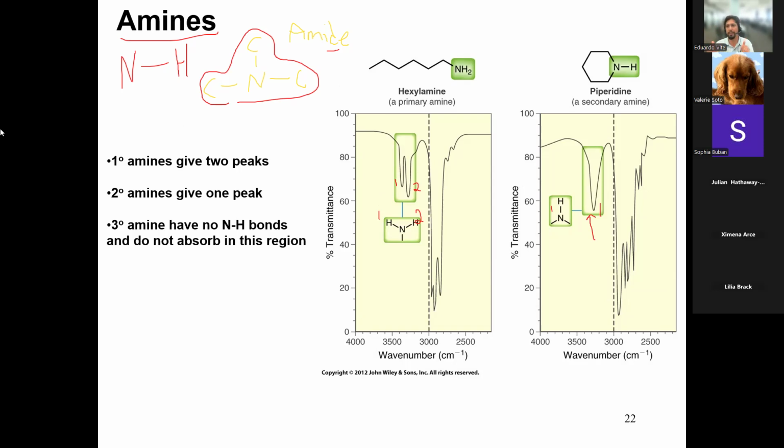All right. But these are also very iconic. This is very useful. You can't really miss it. And if you're suspecting you have an amine, you go to this region and you look for how many peaks you have for your amines. Okay? Any questions about amines? This is really all there is to it for amines.